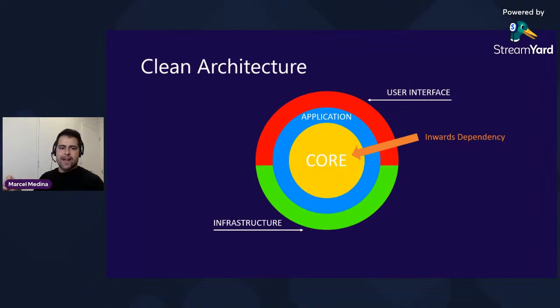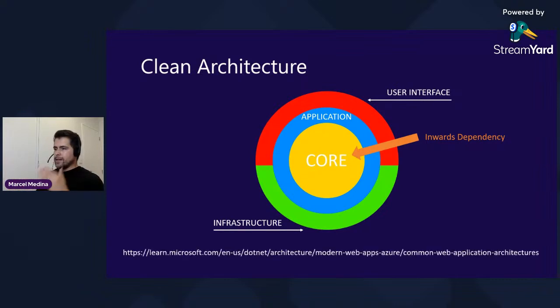You determine the behavior by implementing those abstractions that come from the core and the application that orchestrates the different behaviors. And you can see the flag there, the arrow, everything goes inwards, right? So we don't have dependencies going the other way. The outer layers reference the inner layers. That's a reference if you want to explore more and see more details by yourself.